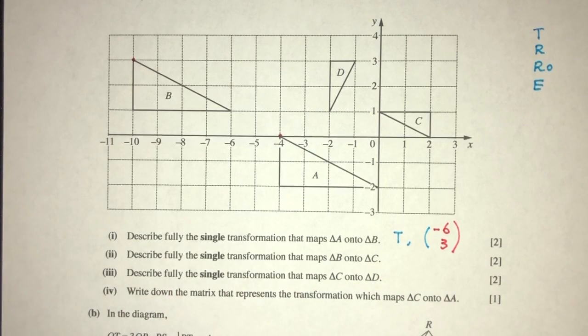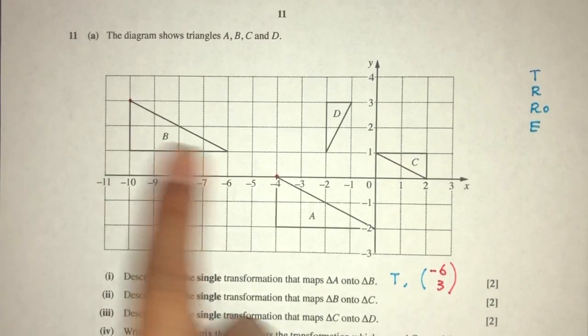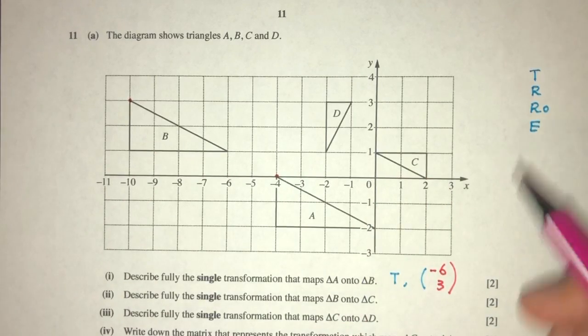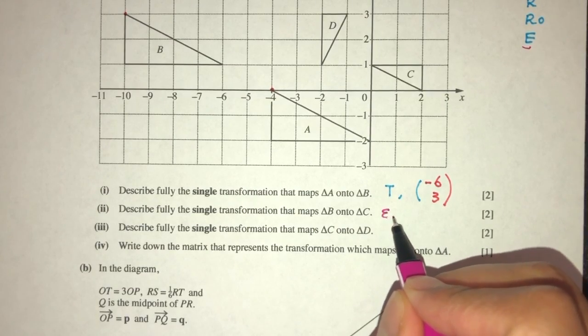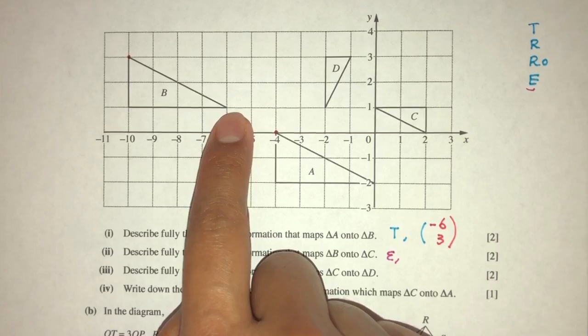That is part 1. Now part 2, we have to find the transformation that maps B onto C. So B going to C. As you can see, the size has changed, so obviously it will be an enlargement. So enlargement will be your answer. So for enlargement, we have a center, we also have a scale factor. So let's find the center. To find the center, we have to join the corresponding points.